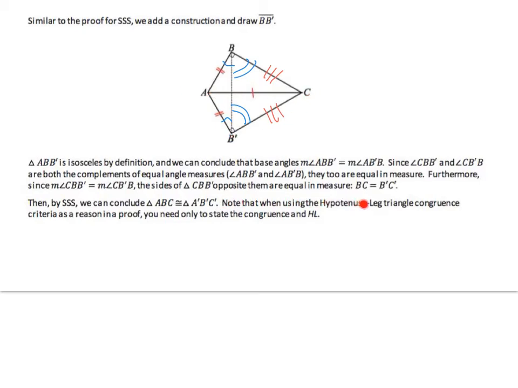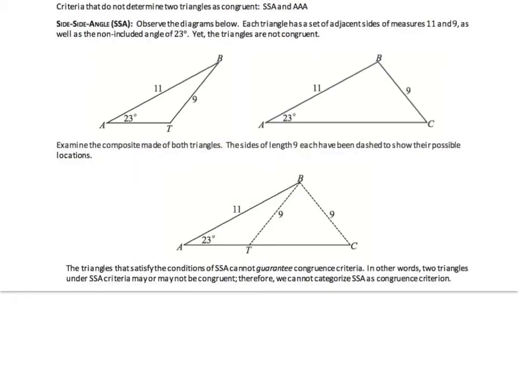Note that when using the hypotenuse leg triangle congruence criteria as a reason in the proof, you need only state the congruence and HL. Okay, so we have a leg and the hypotenuse, a leg and the hypotenuse, leg, hypotenuse. Okay, criteria that do not determine two triangles are congruent are side, side, angle and angle, angle, angle. Okay, so side, side, angle.